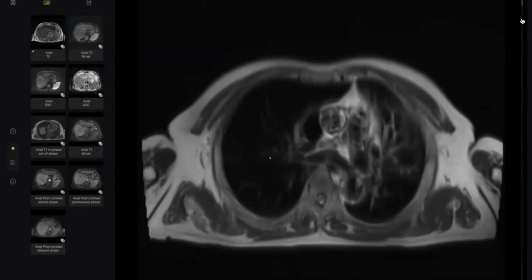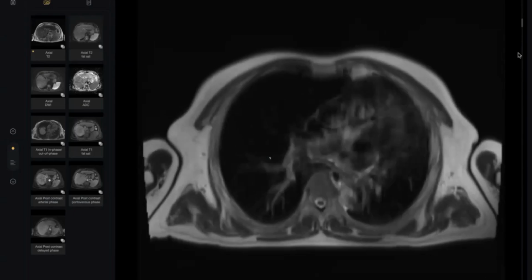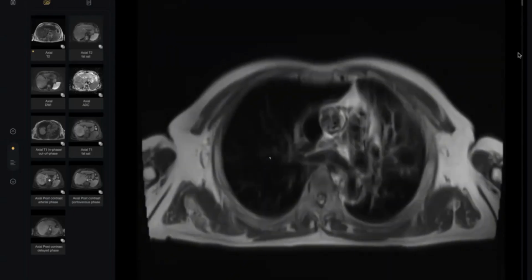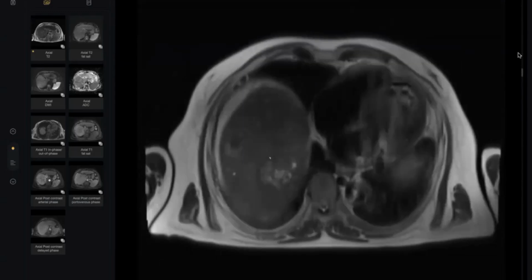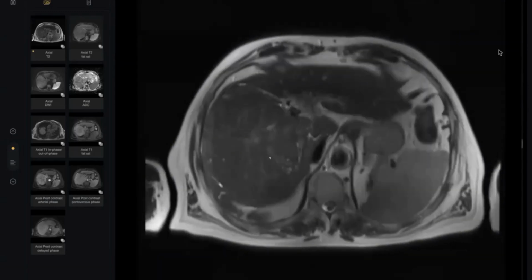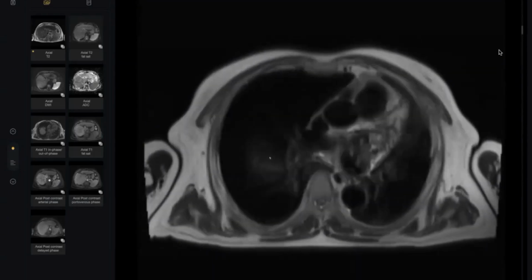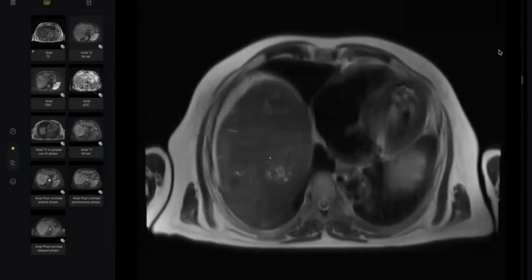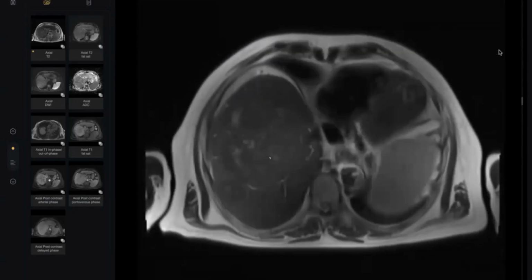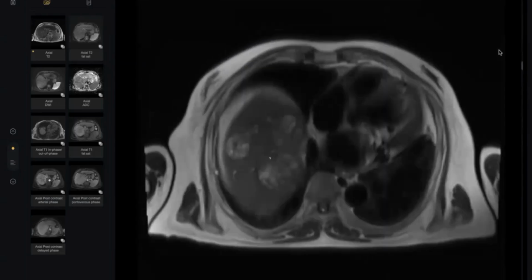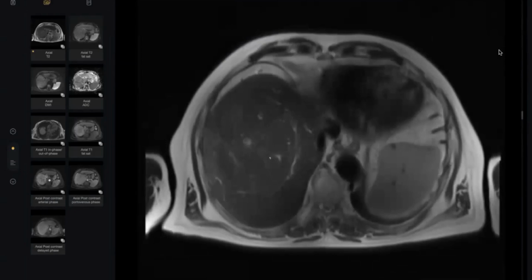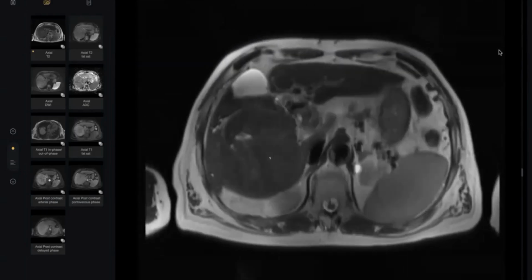Okay. So this is T2 axial sections of the abdomen. There's a problem in scrolling. Sorry. This is of an elderly patient with ultrasound showing hepatic focal lesions. Correct. So I'm trying to scroll through the images.